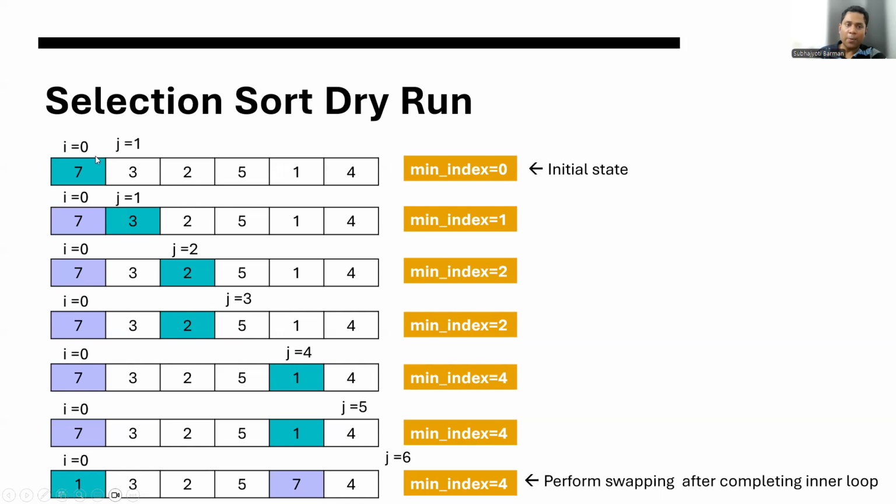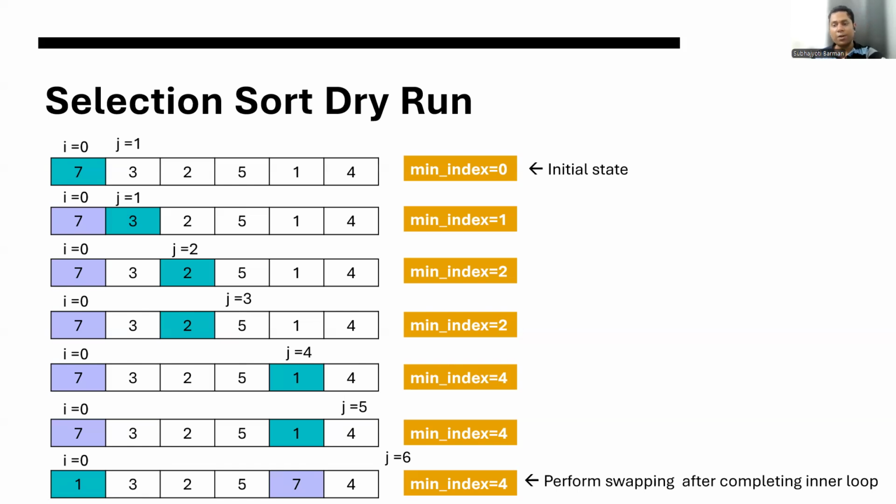So in the next iteration, what will happen? i will become 1 and the jth loop will start from i plus 1, that is from 2. In that iteration, it will place the second lowest element, that is the element 2, in index 1. So if we repeat this process n minus 1 times, it will place all n elements in their correct position, and it will also ensure that the nth element is in its correct position. So that's the concept of selection sort.